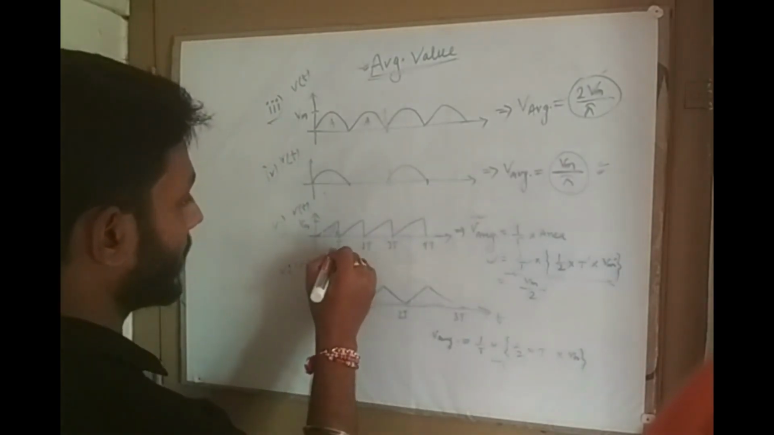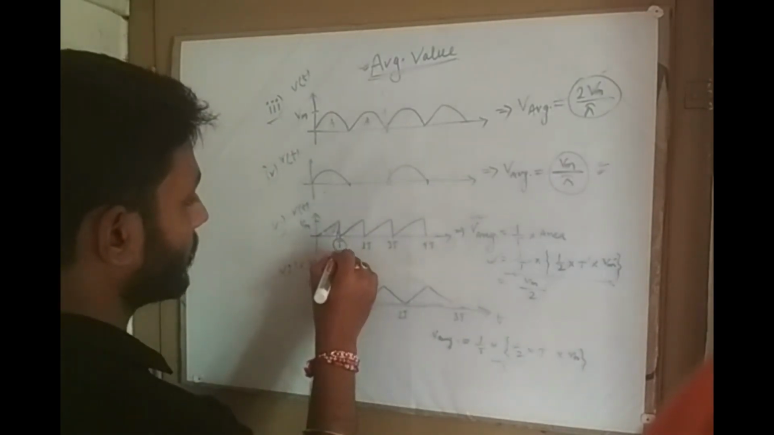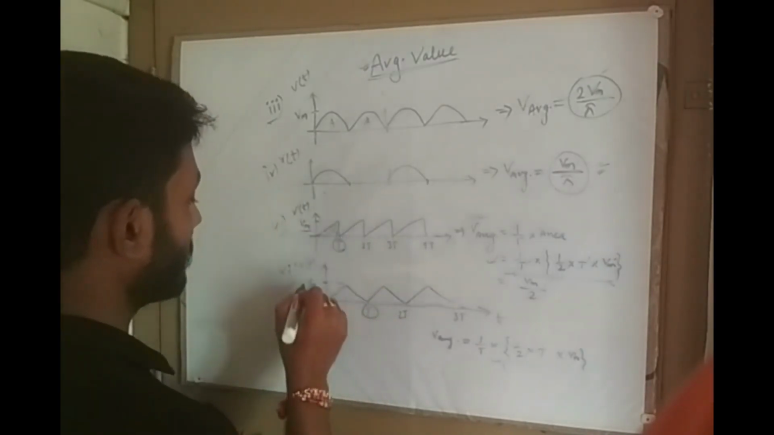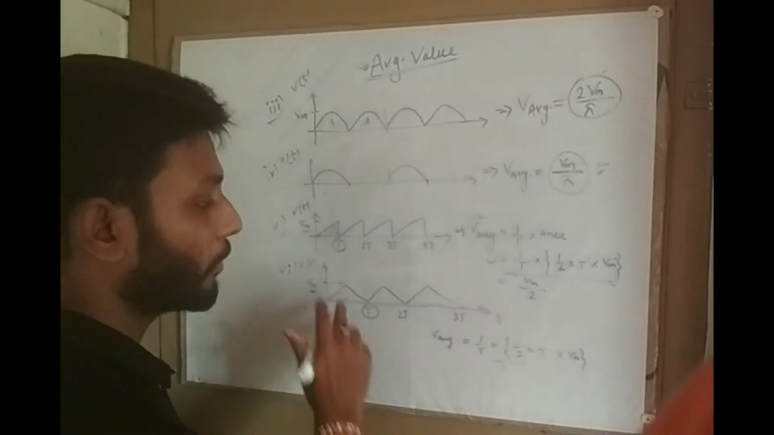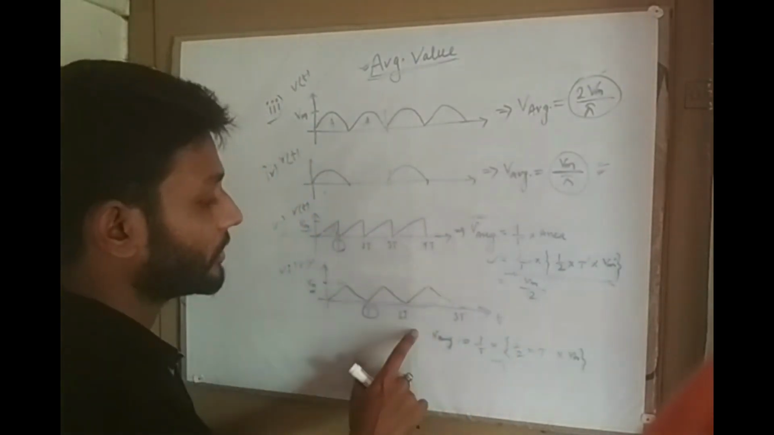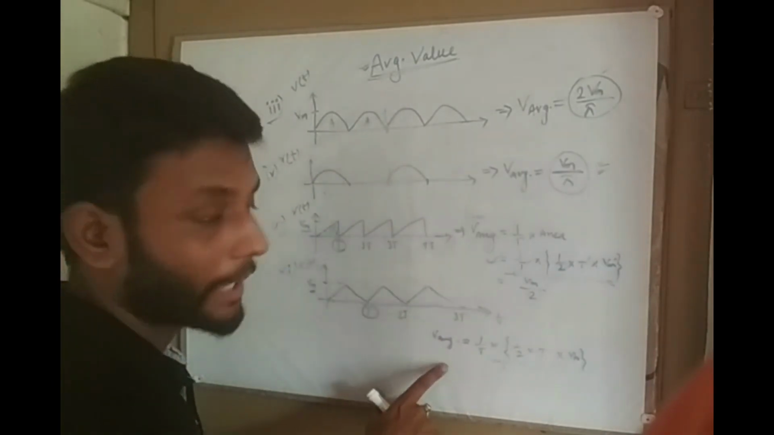Because here also one time period is T, here also T, and the height is Vm, here also the height is Vm, both are equal. So the V average value for these both signals is the same.